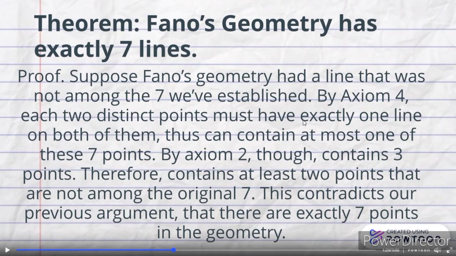Theorem. Fano's geometry has exactly 7 lines. Proof. Suppose Fano's geometry had a line l that was not among the 7 we've established. By axiom 4, each 2 distinct points must have exactly 1 line on both of them. Thus, l can contain at most one of these 7 points. By axiom 2, though, it contains 3 points, therefore l contains at least 2 points that are not among the original 7. This contradicts our previous argument that there are exactly 7 points in the geometry.